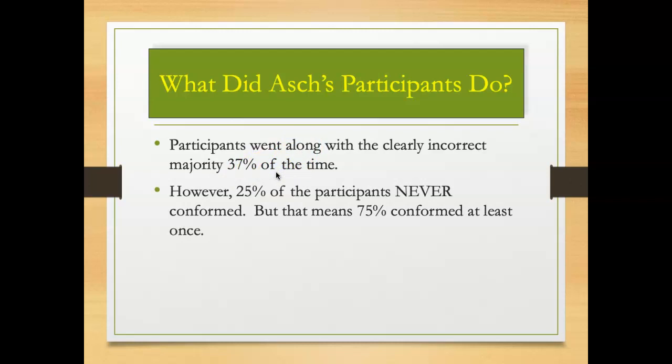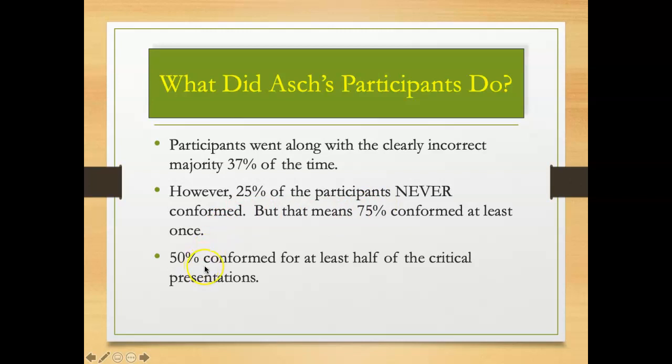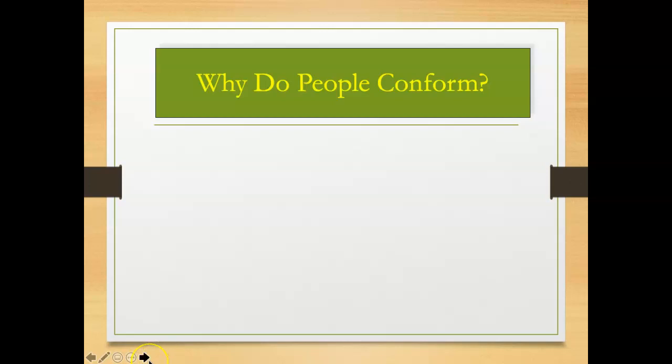Now, 25% of the participants never conformed at all. They went through the experiment without ever conforming to the majority response of the Confederates when it was wrong. But that means 3/4 of the participants conformed at least one time. 50% conformed for at least half of the critical conformity trials. So that's a lot of conformity on a perceptual test in which the majority is clearly giving the wrong response. So why did that happen?